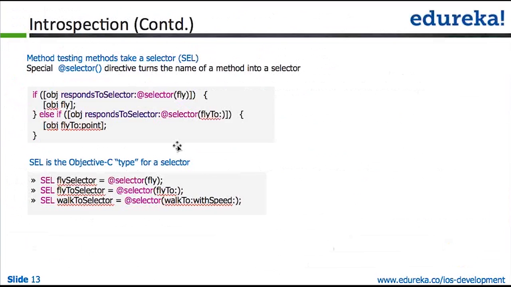Okay, so these are the ways by which you can use these methods. So like I said, you can first check if the object responds to a selector of that name.